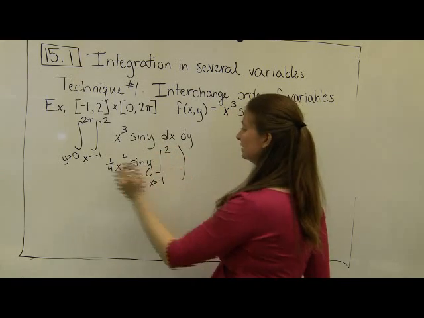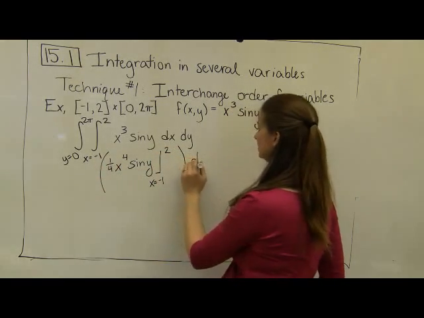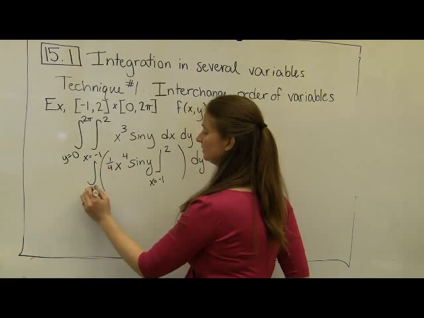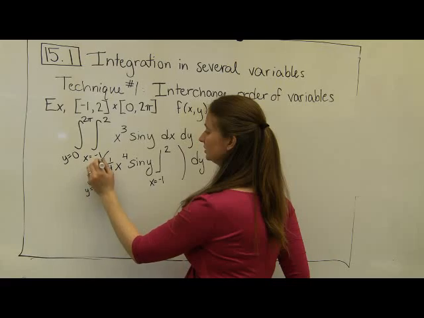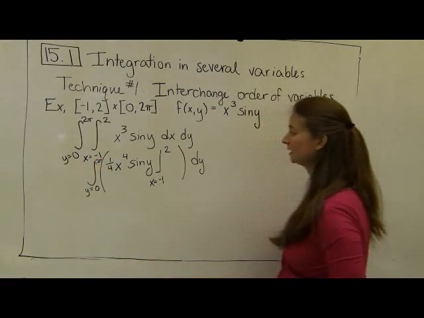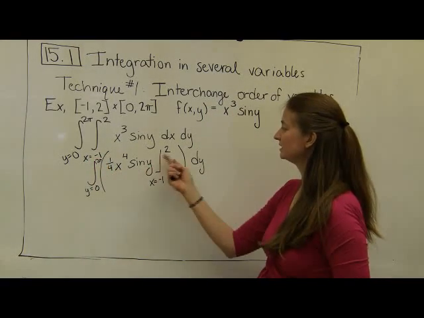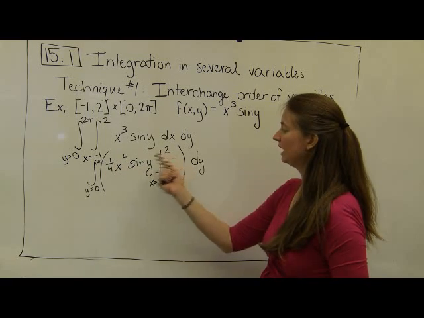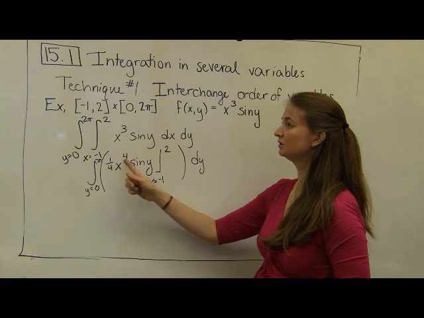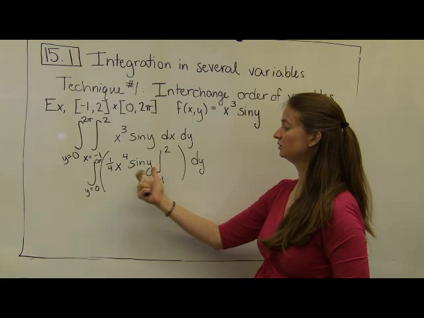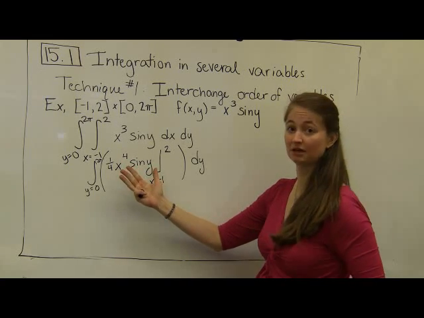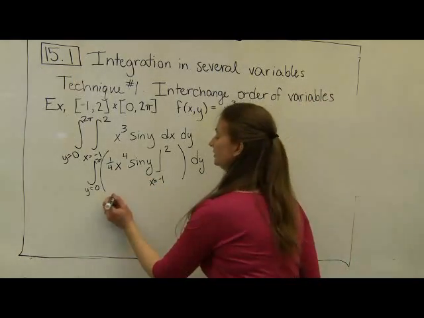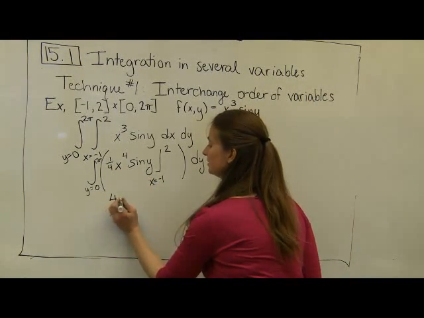And don't forget that we need to have our exterior integral, because we haven't evaluated that. Maybe this is getting a little messy. y equals 0 to 2 pi. So let's go ahead and evaluate this. When my x value is equal to 2, I plug 2 in for x, and I get 2 to the 4th, which is 2, 4, 8, 16. Divided by 4, 16 divided by 4 is just 4. So I end up with 4 times the sine of y.